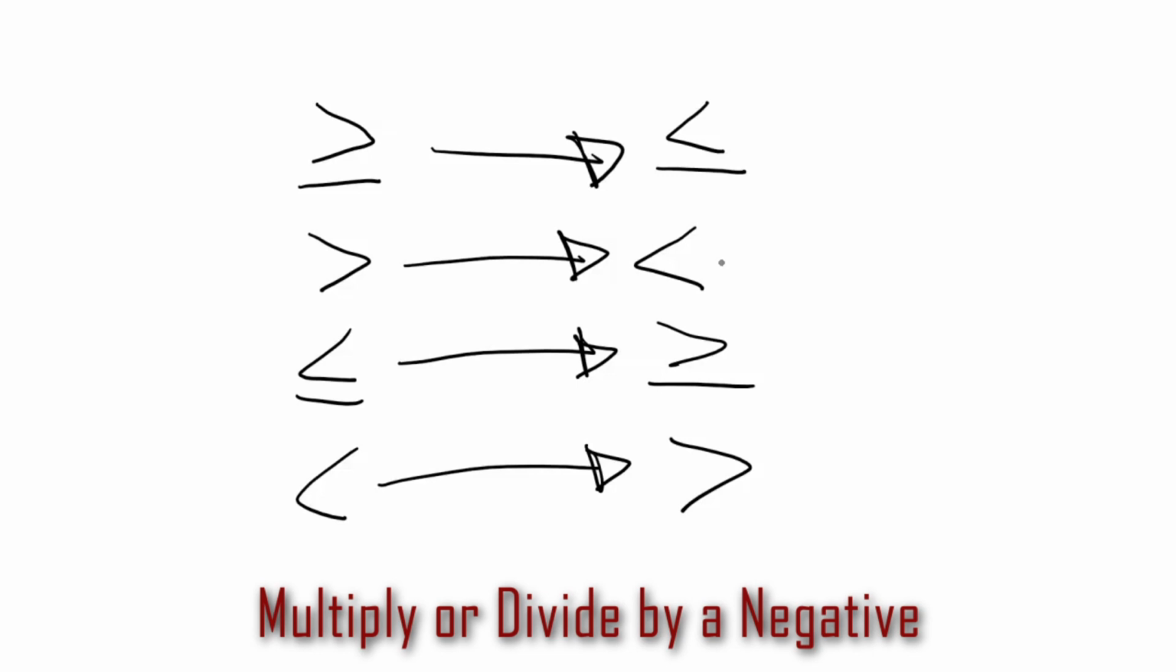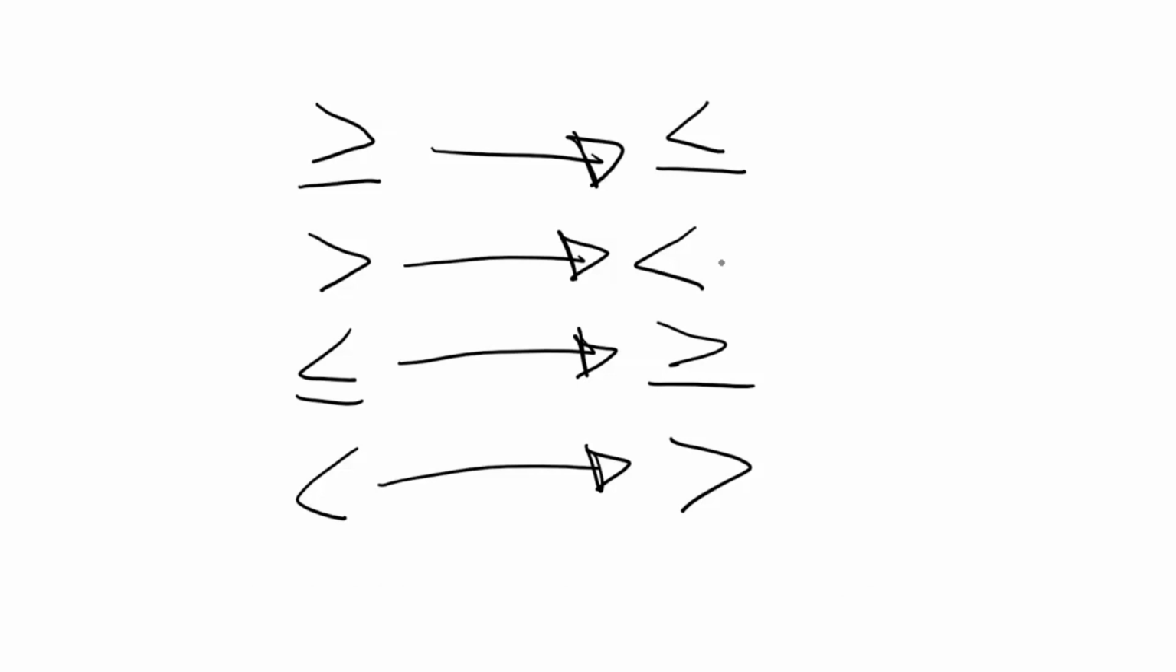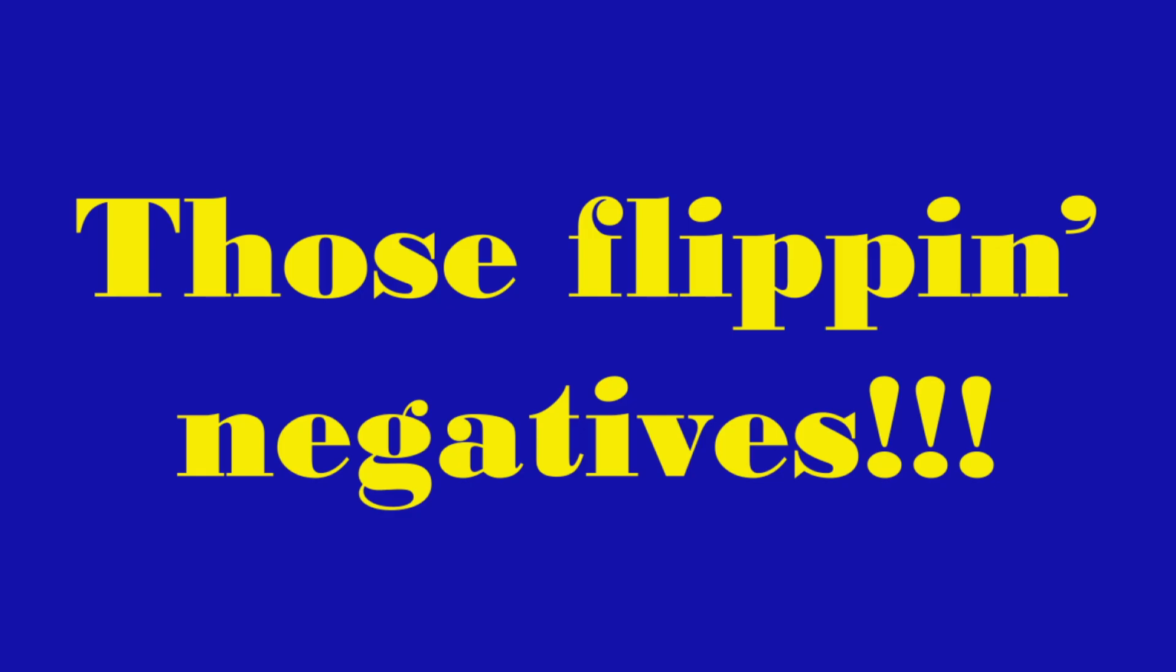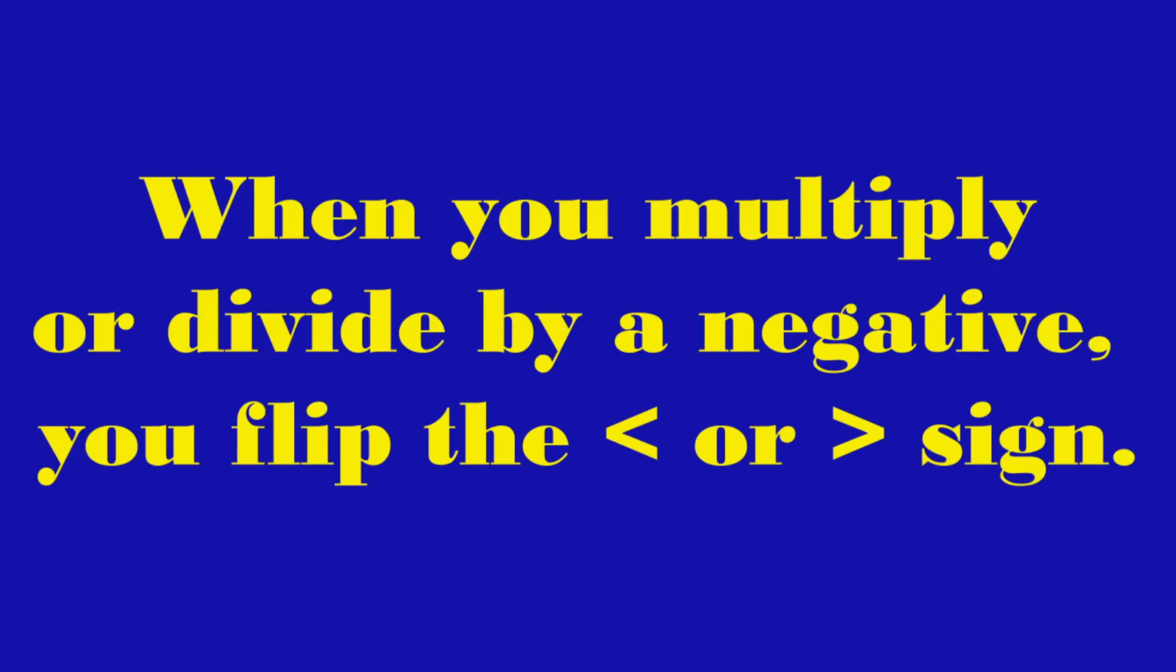I used to work with a math teacher, and the way she would help her students remember this is she would shake her fist and say, "Those flippin' negatives." That's one way that you can remember. Whenever you multiply or divide by a negative, you flip the inequality sign. And that's the only difference. Other than that, you just solve it the same way you would solve a regular equation with an equal sign.